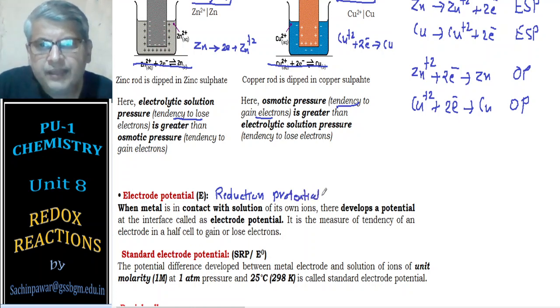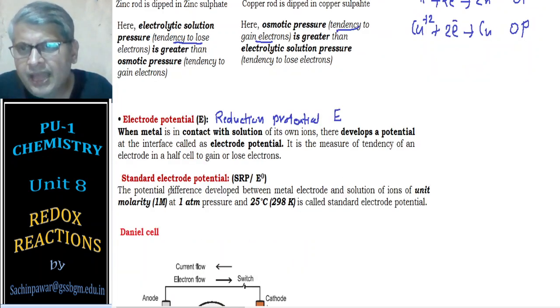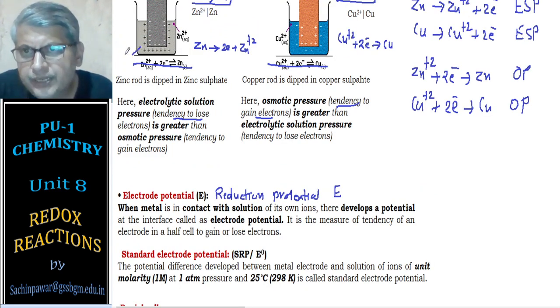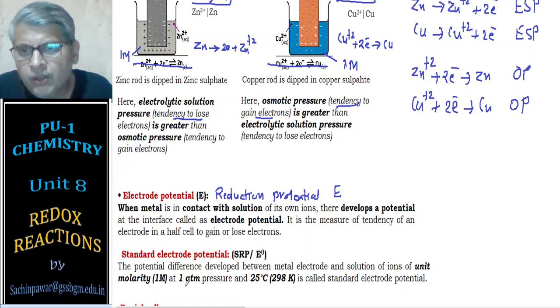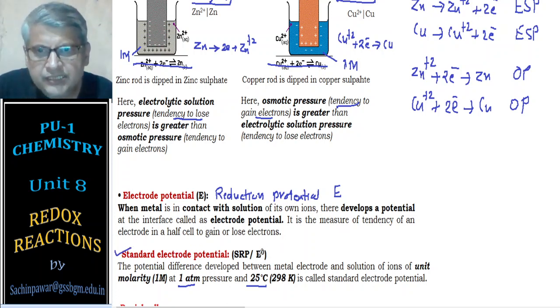Potential, and it is usually symbolized as E. A standard electrode potential means the concentration of the solution should be 1 molar. I have to take a 1 molar solution of this, and then maintain a condition of 25 degrees Celsius and 1 atmospheric pressure. I will go with standard electrode potential, and it is symbolized as SRP or E naught.